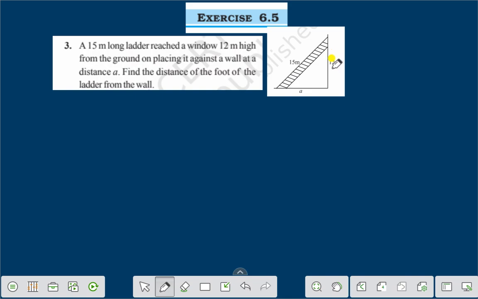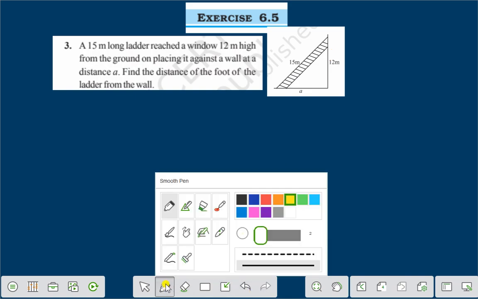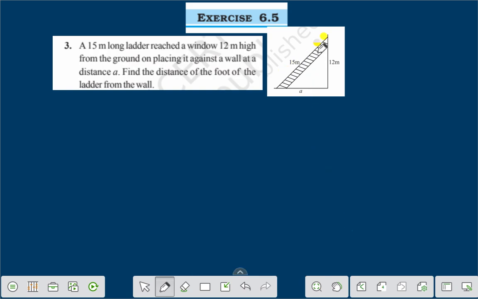Here you see that this is the ladder, this is 15 meter long, and this is the height of the window, that is 12 meter, and this is the distance of the foot of the ladder from the wall, that is A. And here you can see that this is 90 degree, right? That means we can apply the Pythagoras theorem, right?